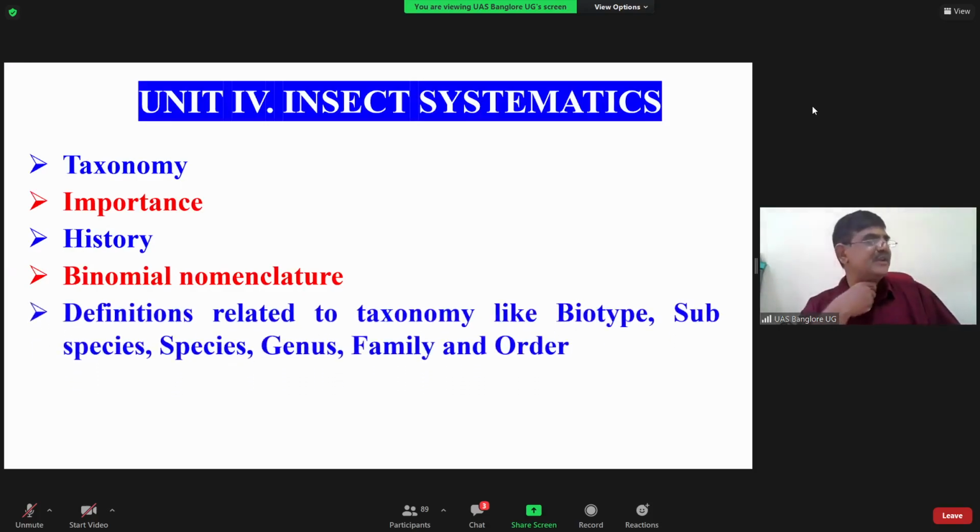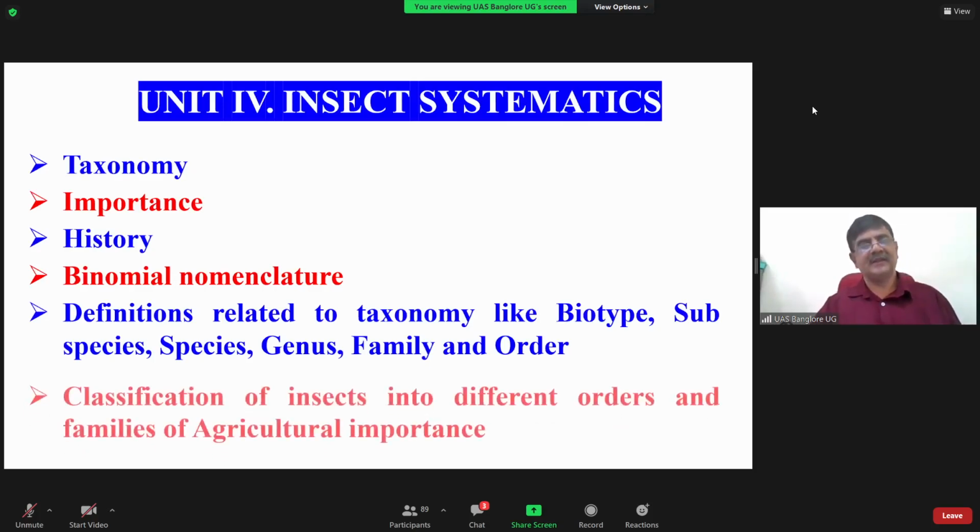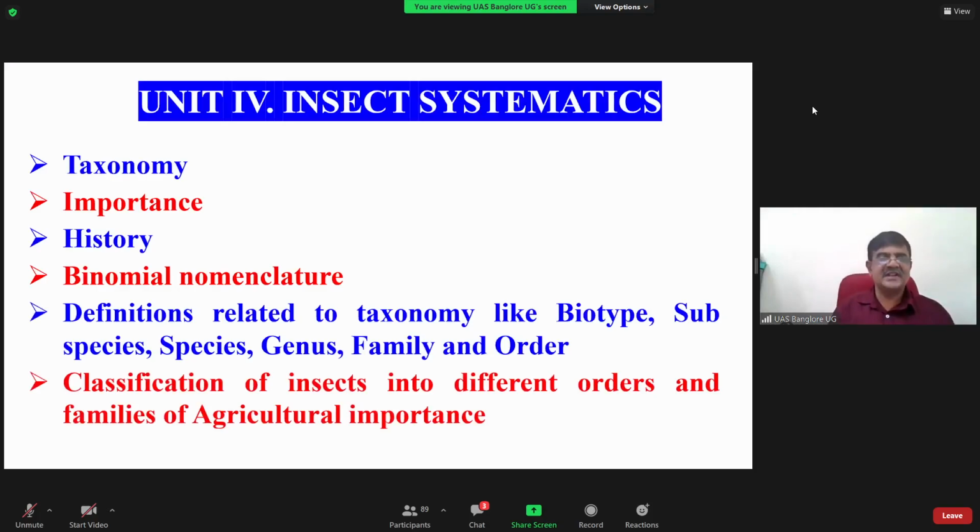Then we should be studying some of the definitions of terminologies related to taxonomy, like what's the meaning of biotype, subspecies, species, genus, family, order, and so on. And finally, we will be studying the classification of insects into different orders, and we'll be studying some economically important families under each insect order. So this is the syllabus for this course.